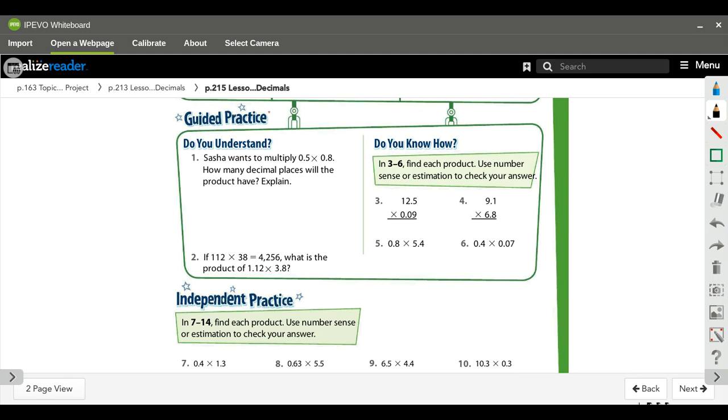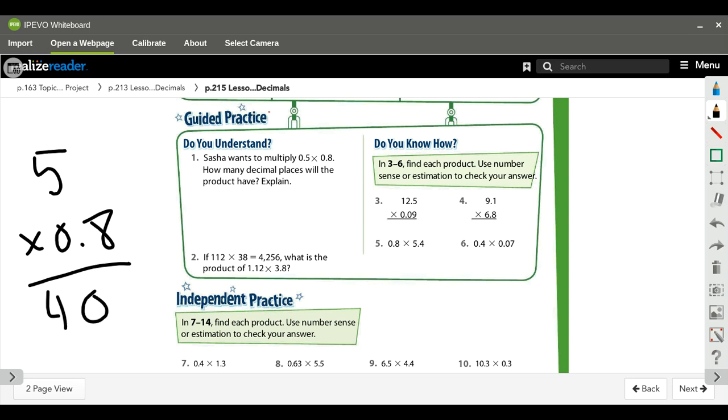I have 8 tenths multiplied by 5 and 4 tenths. So I'm going to go ahead and do 0.8 as my estimation. 5 times 8 is going to be 40, one value behind the decimal. So my answer should be near 4. So let's see where I'm at. So I do 5 and 4 tenths multiplied by 8 tenths.